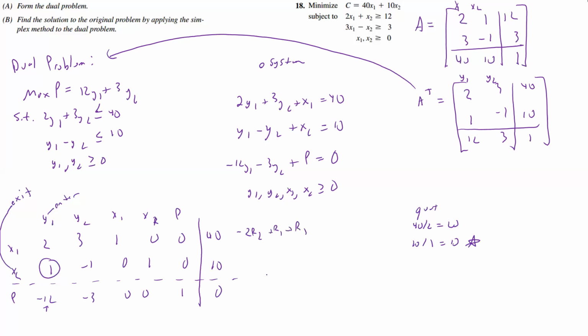Now that's a 1 already, so we just have to take minus 2 row 2 plus row 1, and that's going to be our new row 1. And we'll have to take 12 times row 2 plus row 3, and that's going to be my new row 3. All right, well, let's do that. And remember, it's going to be x1, then y1, and then P. And then we have y1, y2, x1, x2, P, and then we have our line.